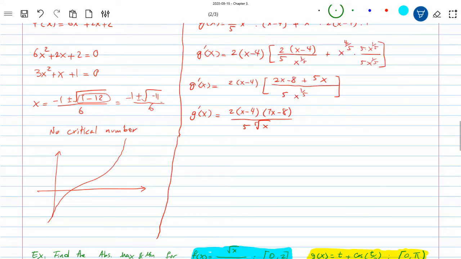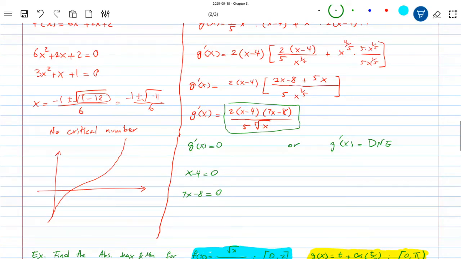Here I'm going to consider where g prime x is equal to 0, or where g prime x does not exist. If I answer these two questions, then I've already figured out where the critical numbers are. g prime x is this fraction. When do you get the fraction to be 0? When the numerator is 0. So either x minus 4 equals 0, or 7x minus 8 equals 0.